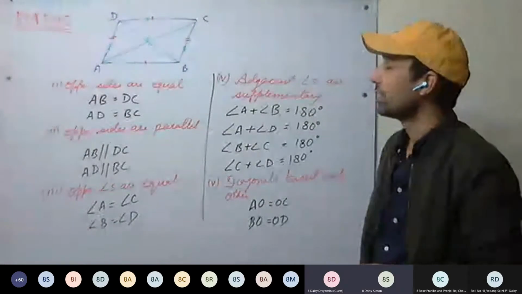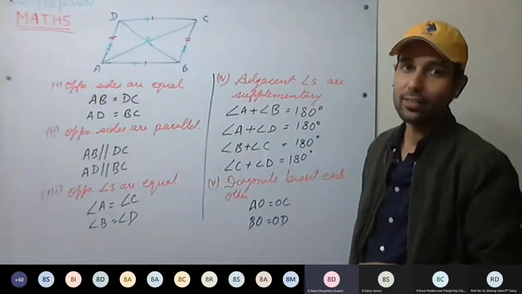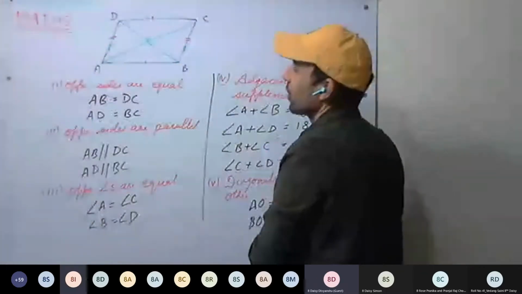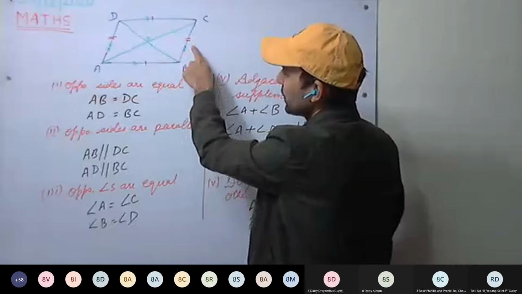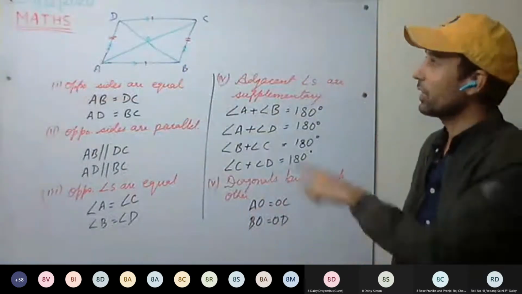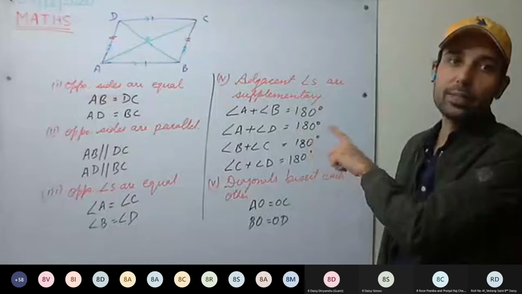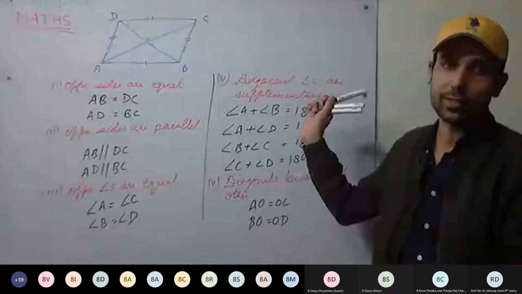Will it become a square or a rectangle? Sir, it will become a rectangle. Okay, for a square, these sides must be equal as well. If diagonals are equal, it will become a rectangle. That we will discuss afterwards.